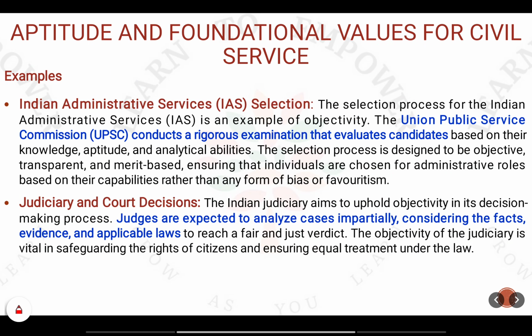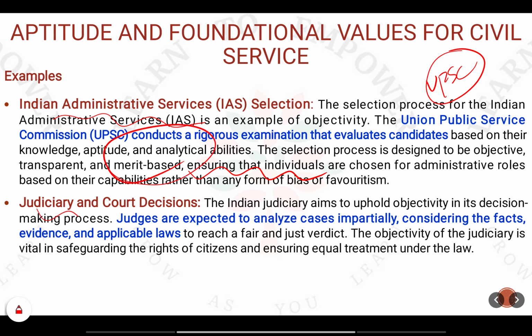Now let's look into some of the examples. IAS selections, which is nothing but the UPSC selection. Whenever the UPSC selection board or the UPSC interview process is taking place, there will be a group of people who are judging you. Definitely these people are not meant to get influenced by their personal biases. Rather they have to look into the system in a very objective manner, right? Each and every candidate will be looked at objectively. They will only focus upon the merit-based system, right?